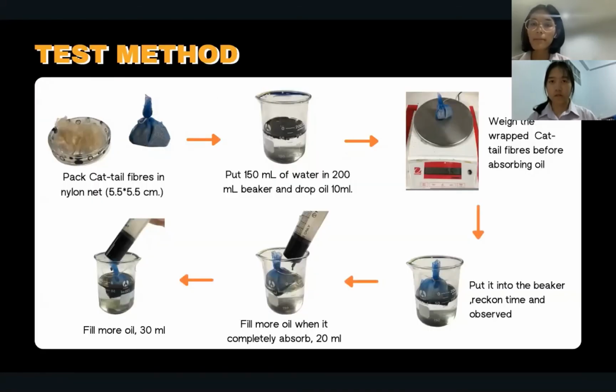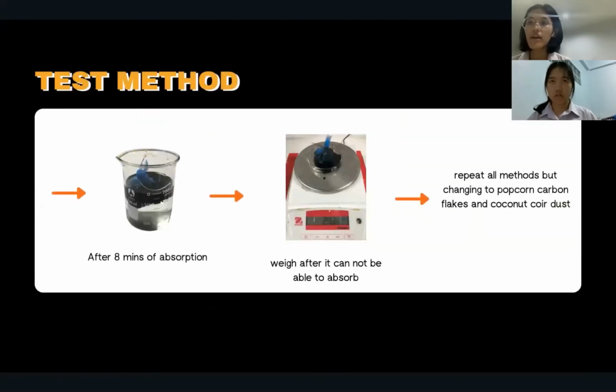Test method. Pack cattail fiber in a nylon net, then put 150 milliliters of water in the beaker, and then drop 10 milliliters of oil. Wet it before absorbing oil, then put it into the beaker and record time. When it completely absorbed, fill more oil, about 20 milliliters. After that, fill more oil, 30 milliliters, then wait until it cannot absorb. And then repeat the methods, but changing to popcorn carbon flakes and coconut coders.